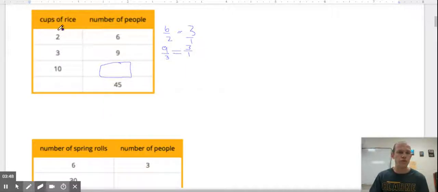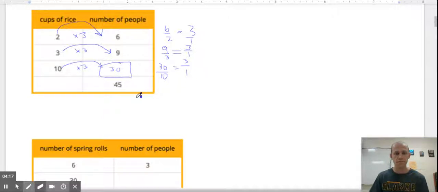One way of doing this is to kind of do a little cycle. What does it take to get from the 2 to here? Well, you multiply by 3. What does it take to get from the 3 to the 9? Well, you multiply by 3. So what should it take to get from the 10 to this mystery number? Multiply by 3. So this number should be 30. And 30 divided by 10 will simplify to be 3 over 1.